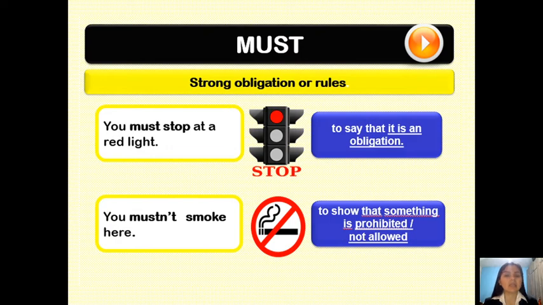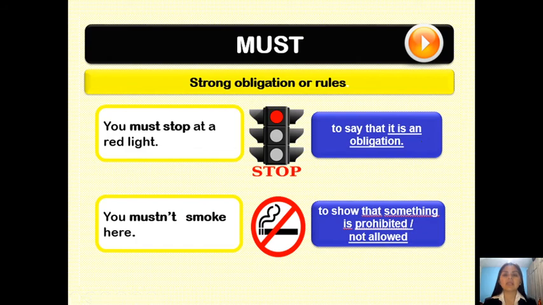Let's see the first picture, this picture. What is this? Do you remember what this is in Spanish? In English, this is the traffic light, right? Let's see the example. You must stop at a red light. Okay, you must stop at a red light. It's an obligation. When you are walking in the street and you see the red light, you must stop. An obligation, to say that it is an obligation, right?